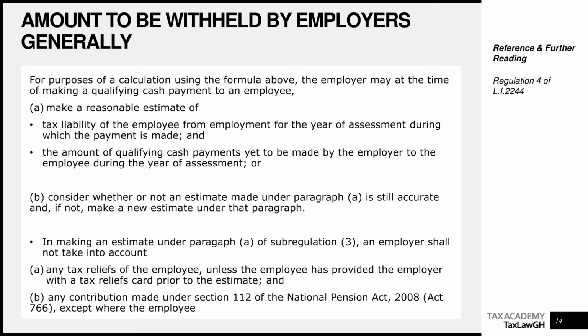To be honest, there's no monthly rate anywhere. What we have done over a period of time is to divide the annual rate by 12 and then use the monthly rates to find how much the employer should withhold on a monthly basis. So the employer is required to make a reasonable estimate of the tax liability of the employee in the month when making payments, and then withhold this amount and pay it to the GRA.